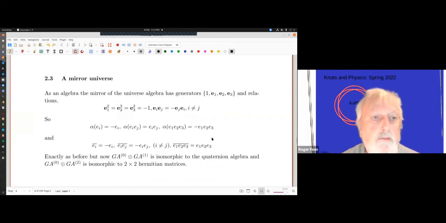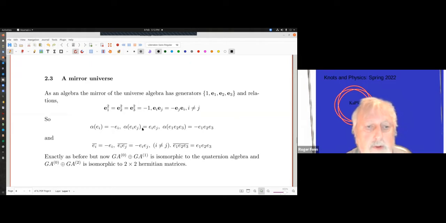We have a mirror universe. If instead of taking the square of every e to be 1, we take it to be -1, then we get almost the same thing, except the order of the middle ones are different. We get the same alphas and the same bars, but this time GA0 plus GA1 is isomorphic to the quaternion algebra, and this one's isomorphic. So it's just switched around.